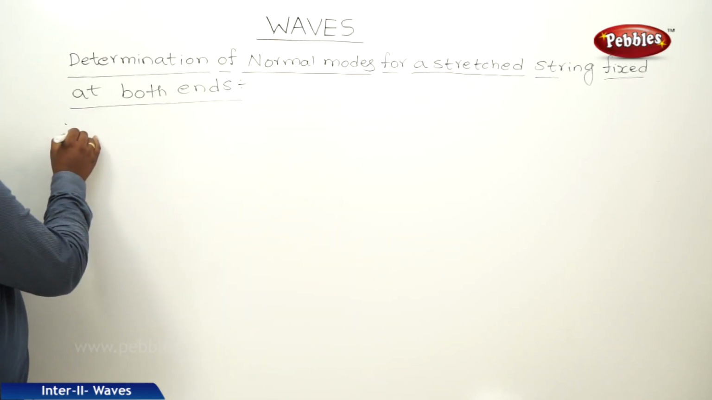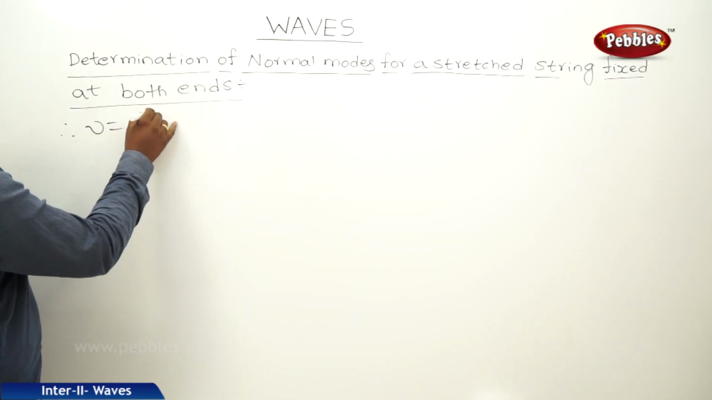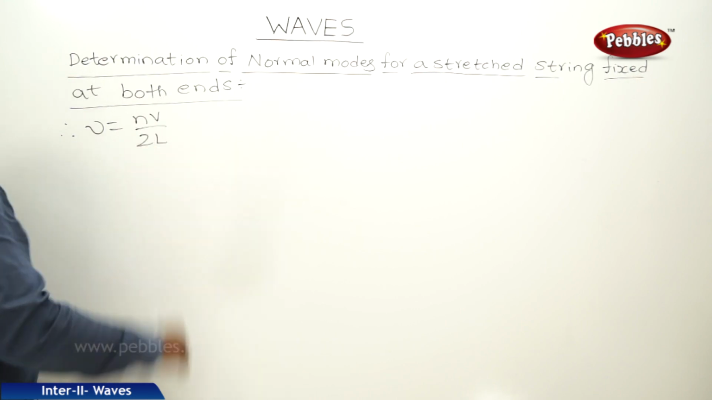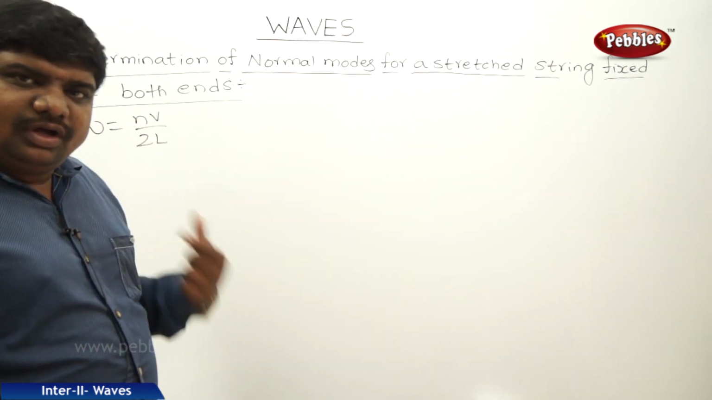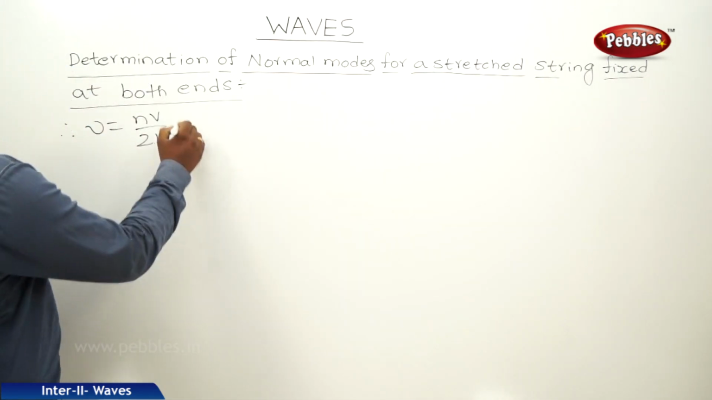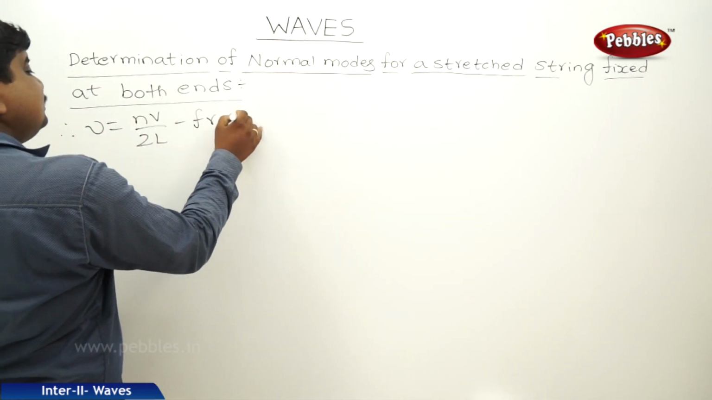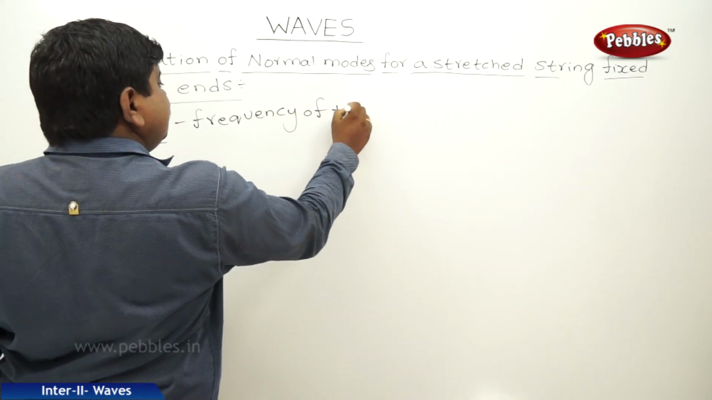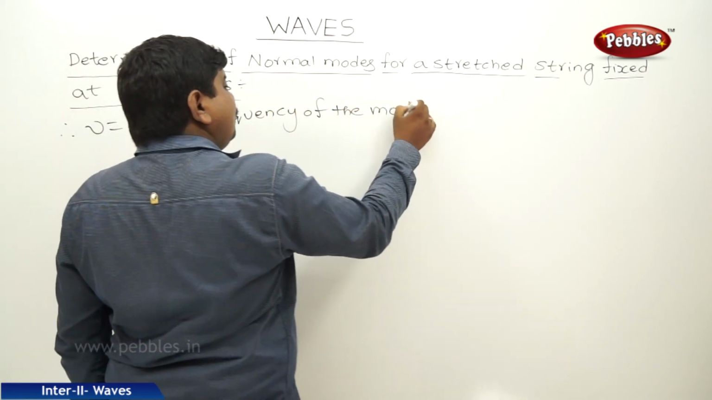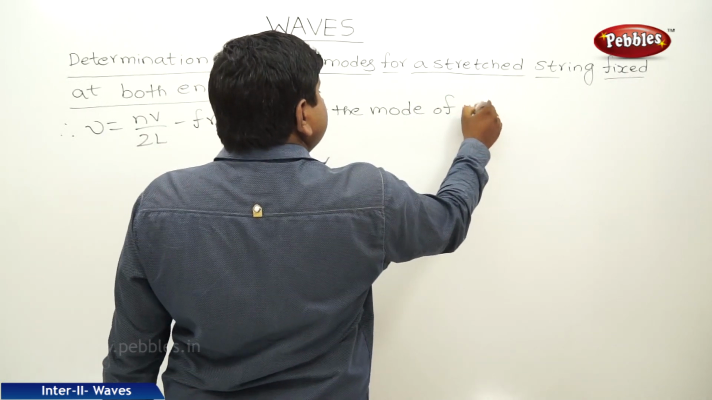So we got frequency is equal to nV by 2L. This is the equation of the fundamental mode of vibration, or frequency of the mode of vibration.